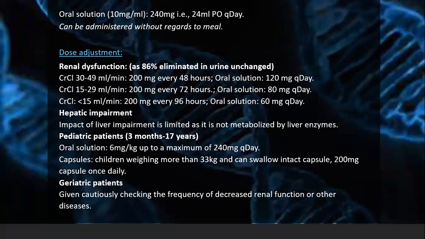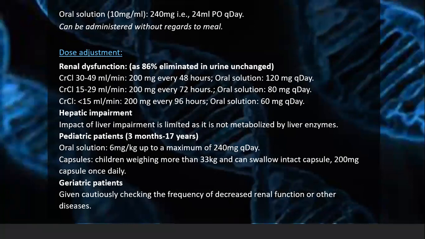No such dose adjustment is required in hepatic impairment, as the impact of liver impairment is limited since it is not metabolized by liver enzymes. For pediatric patients aged 3 months to 17 years, the oral solution is given in the dose of 6 mg per kg up to a maximum of 240 mg per day.